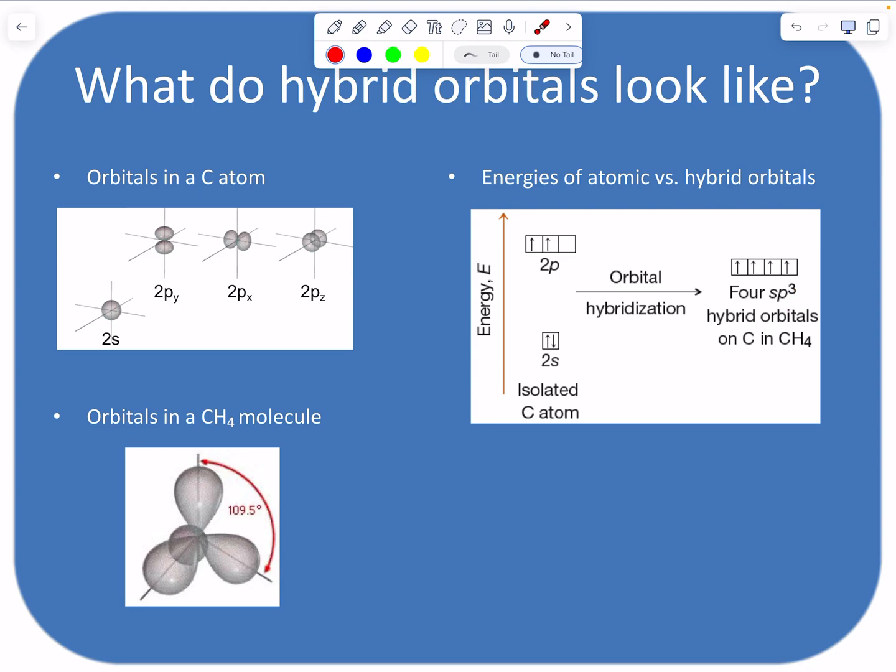And so if we count those, 1, 2, 3, 4. 3 plus 1 equals 4. If we look at how many regions of electron density give us this, that sum matches the number of electron density regions, otherwise known as structural pairs.